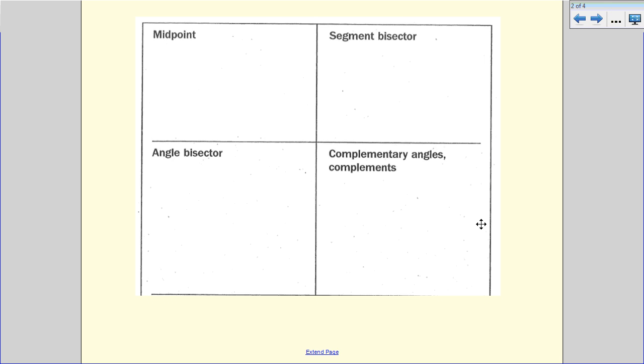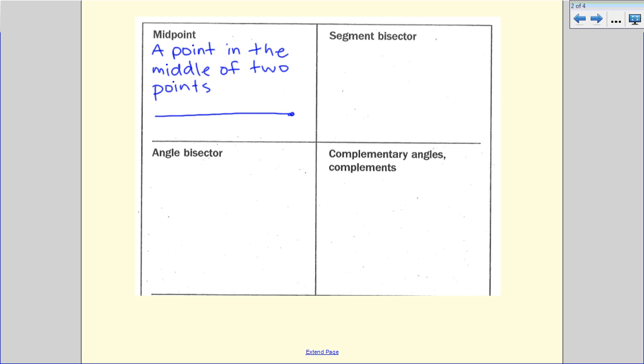Midpoint. It's a point in the middle of 2 points. And so for an example, we often see something like this. And so we would say M is the midpoint. And the reason we know that is because they put these congruency marks. We know AM is equal to MB.